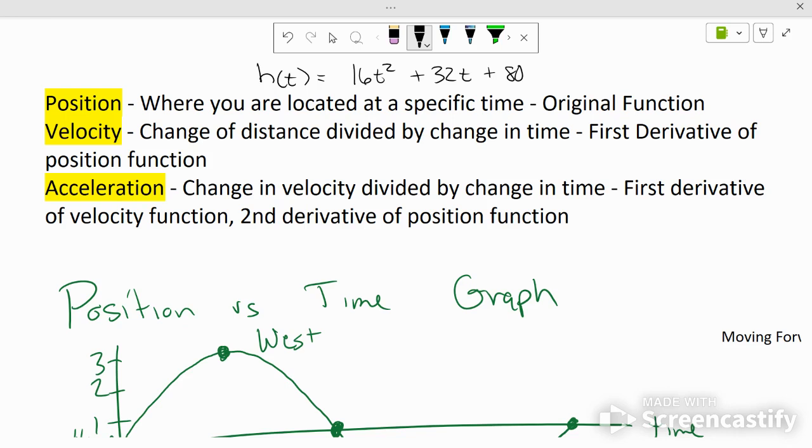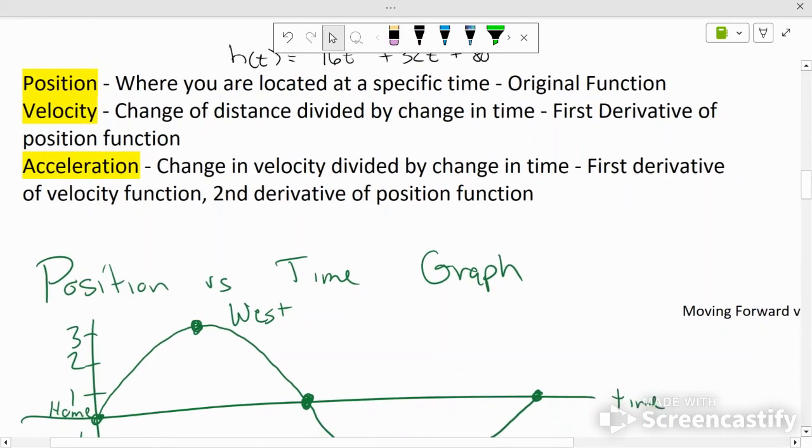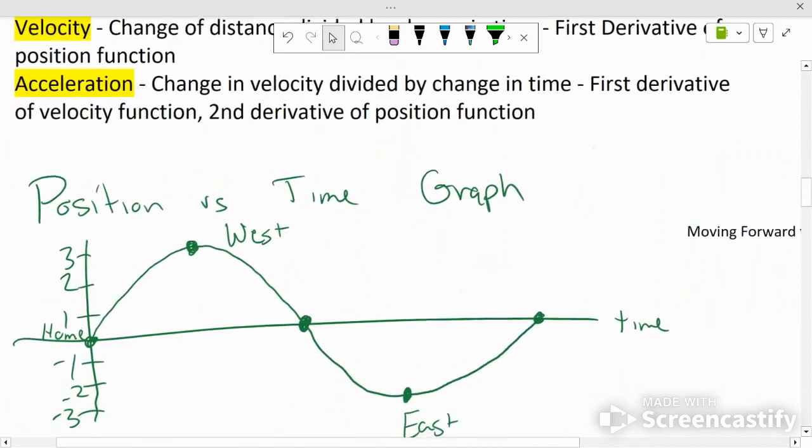Now, I struggled at this the first time I looked at these graphs to figure out what was going on. It takes a little bit of time to understand when we get to the graphs here. So are we good with position, velocity, acceleration here? Yes. I'm going to move up.